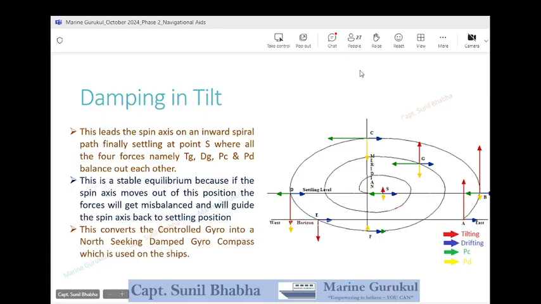So this basically converts the gravity controlled gyro into a north seeking damped gyro compass, which we can now use on ships as a direction finding instrument.